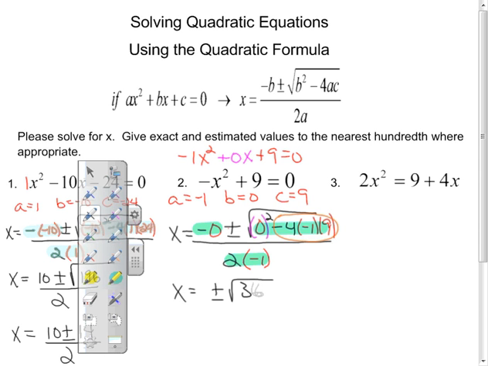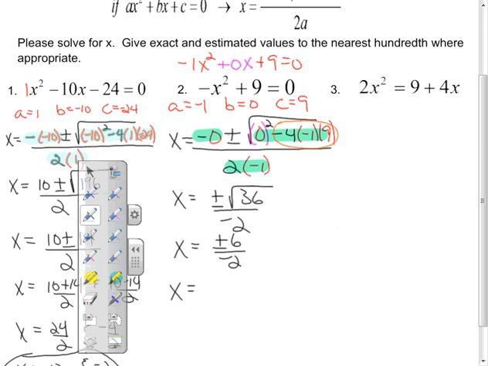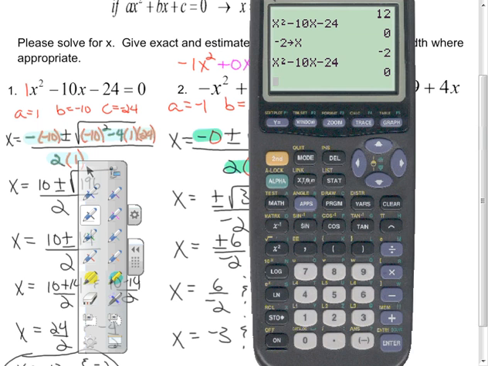Over negative 2, which is going to give me plus or minus 6 over negative 2. Splitting that problem there, we're going to get 6 over negative 2 and negative 6 over negative 2, which is actually going to give me negative 3 and 3. Again, if we notice here, I did get integer answers.